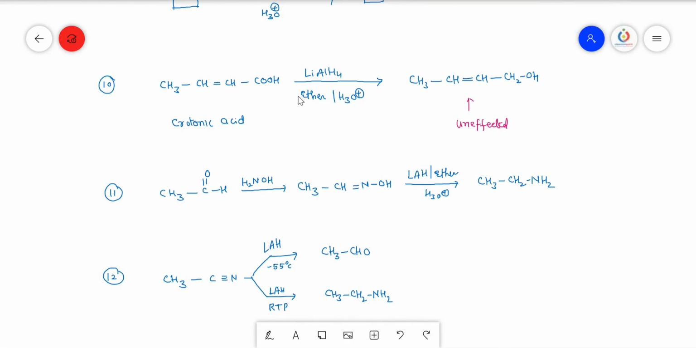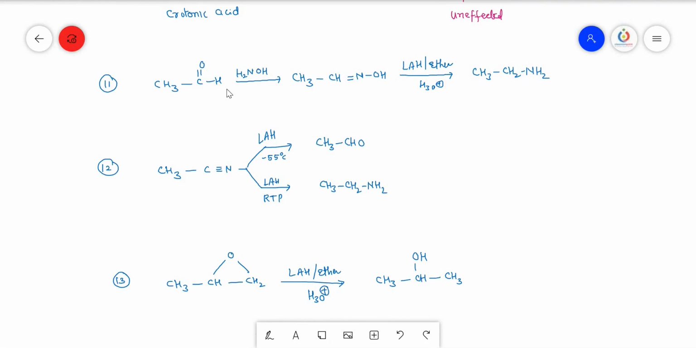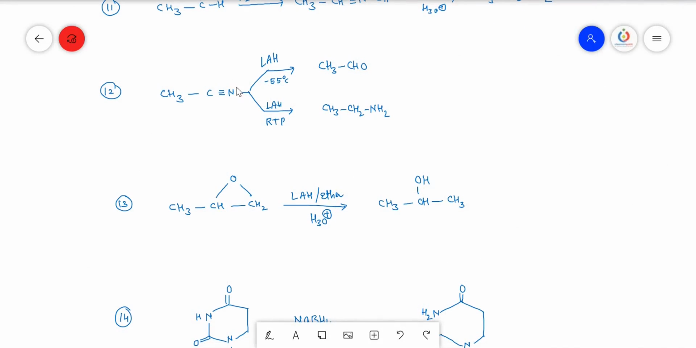And here crotonic acid, with the same lithium aluminum hydride, reduces only the carboxylic acid to the alcohol, and the double bond is unaffected. If you use an aromatic ring here, not only benzene, even any aromatic compound, then it gets affected. Now let us take the aldehyde, acetaldehyde, with hydroxylamine, so that an oxime is formed. Oximes also will be reduced to primary amines by lithium aluminum hydride. Now you take this cyanide, lithium aluminum hydride with different conditions. Lower temperature gives the aldehyde, higher temperature gives the amine.